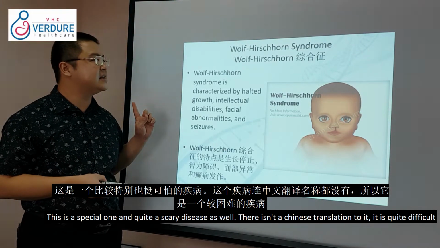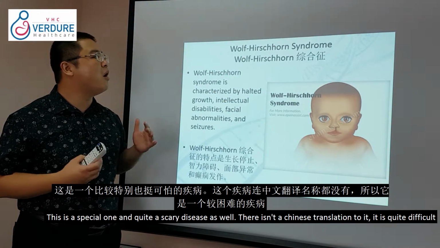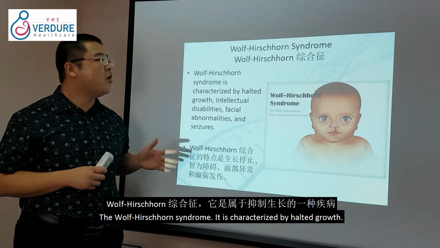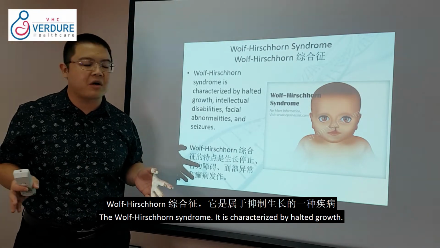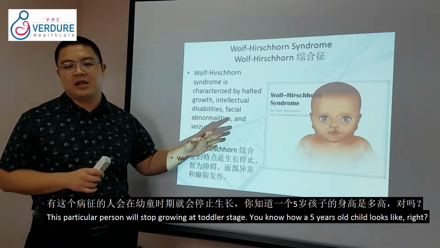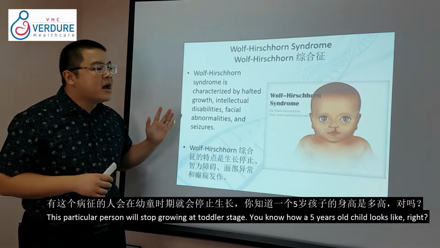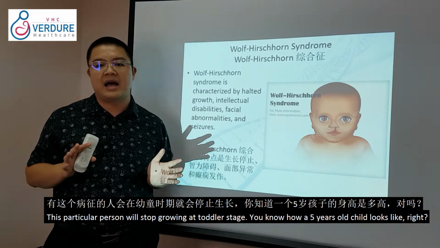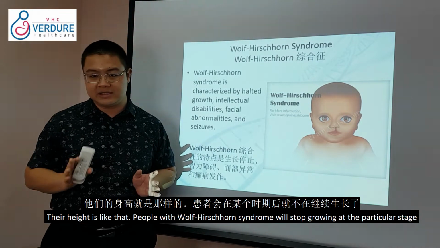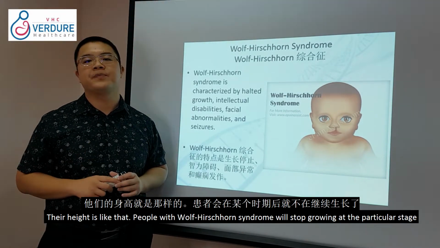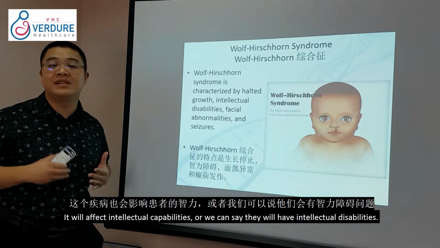Right, now this is a special one, and quite a scary disease as well. As you can see, there isn't a Chinese translation to it. It's quite difficult. So, Wolf-Hirschhorn syndrome. Wolf-Hirschhorn syndrome is characterized by halted growth. What's halted growth? It sounds scary, bear with me. This person will stop growing at around the toddler stage. Let me make that clearer. You know what a 4 or 5 year old child looks like, right? Their height is pretty much just like this, and anybody with Wolf-Hirschhorn syndrome will stop growing at that stage.